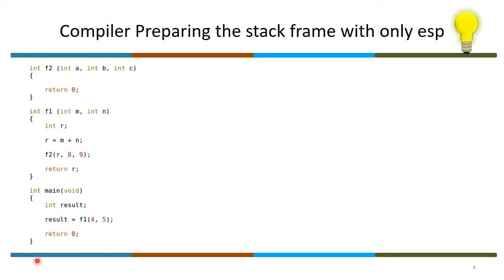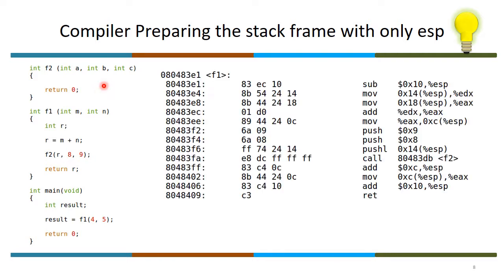We have taken this code, right? Very simple code. Don't look into the logic of this code, right? The intention is to only understand the stack frame in this context. So we have not paid much attention to the logic of the code. Now the compiler translates this function f1 into these instructions. This is an assembly code which is getting translated into this machine code, right?